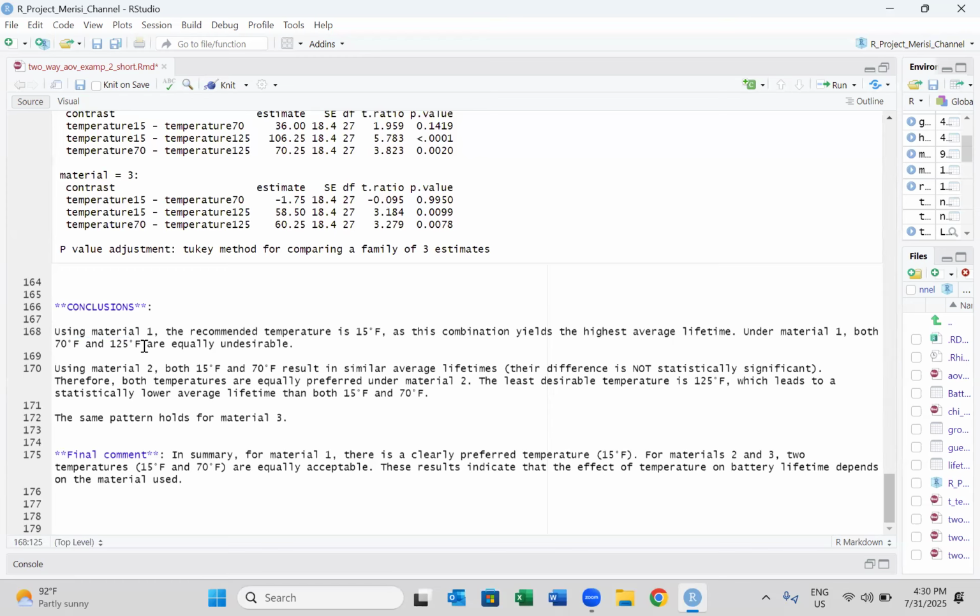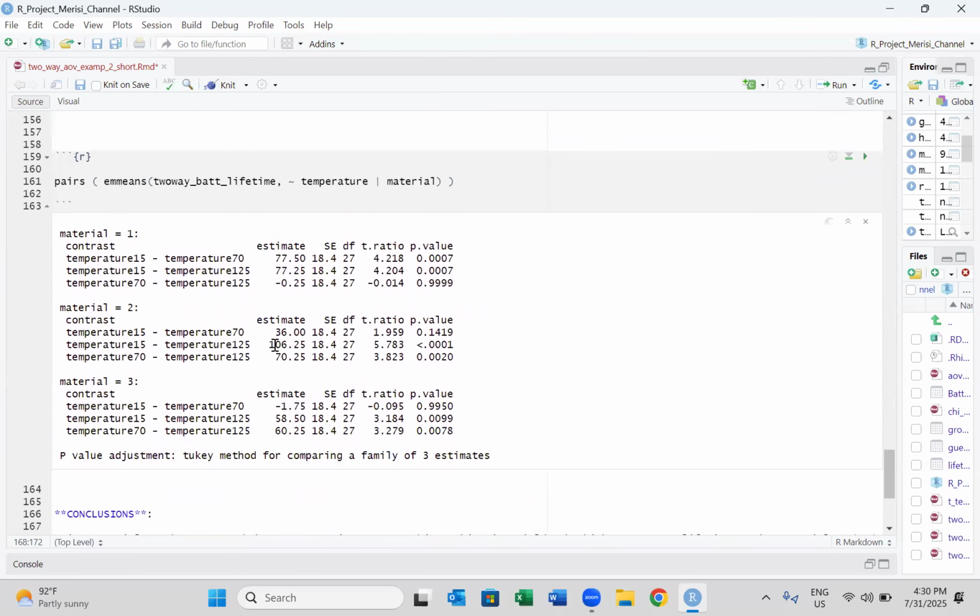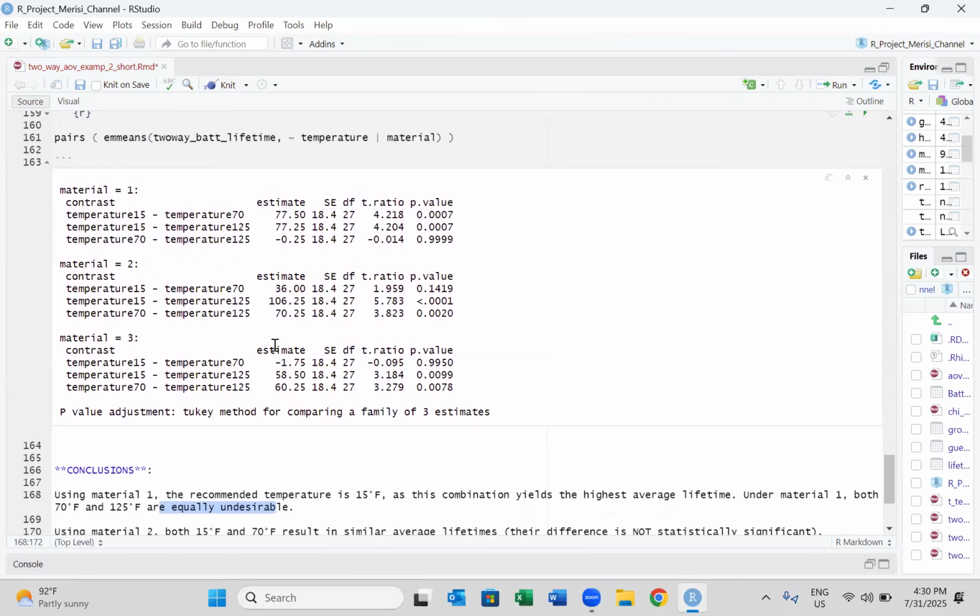Under material 1, both temperature 70 and 125 are equally undesirable because the difference between 70 and 125 was not statistically significant. And then we repeat the same analysis for each of the materials. So that's the way we do a post-hoc test when the interaction is significant. We look at the interaction plot, and then we apply emmeans to do this kind of nuanced analysis where we fix the levels of one factor and analyze the changes in the outcome for the other factor.